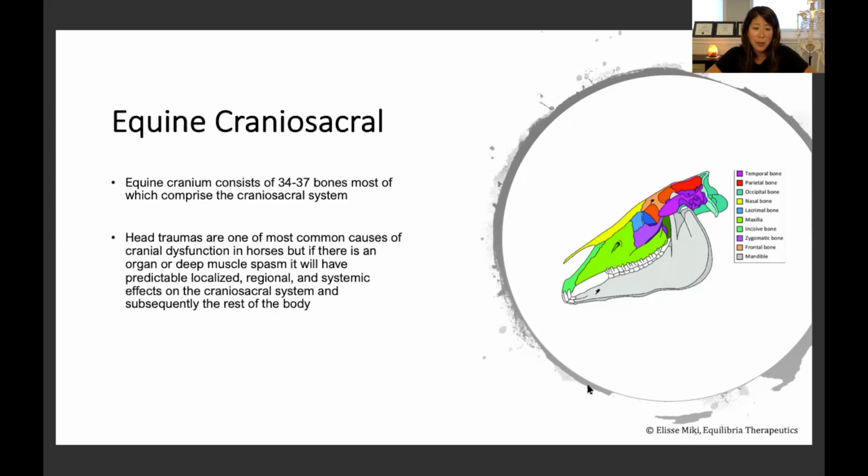With horses, when they do have a craniosacral lesion, we'll call it, or a dysfunction, they will have very predictable localized, regional, and systemic effects. So that means that there's going to be a very predictable pattern of pain visible. There's going to be predictable dysfunction in the area, and there's going to be a systemic effect, meaning throughout the blood vessels and the nerves of the whole body, you can see this effect. So this is why we treat the whole body and assess the whole body, because we want to see what's going on everywhere.